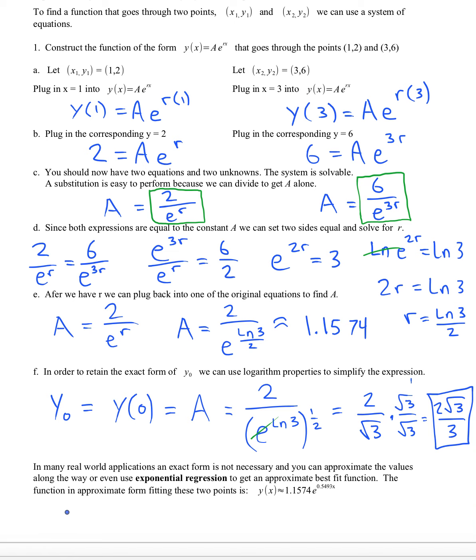So the exact form of the best fit function would then be y equals a e to the rx, which will be 2 radical 3 over 3 e to the ln 3 over 2 x.